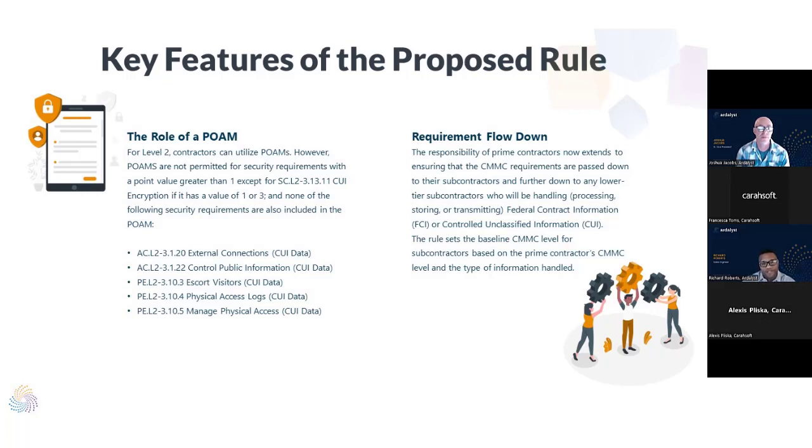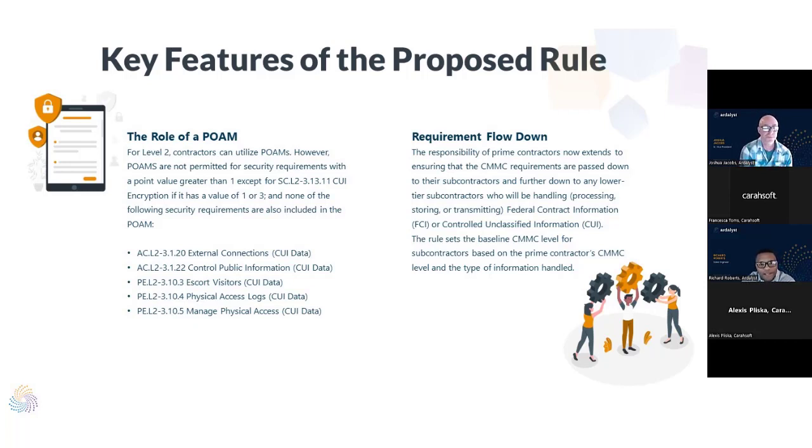In level 1, no POAM. Level 2 POAMs: the point value of 1 is a point value that is allowed to be on the POAM, meaning if you do not meet a 3 or a 5, you cannot pass the assessment. In the POAM scenario, you have the ability to meet all or most of the requirements, but there are some level 1 security requirements that cannot be on a POAM.